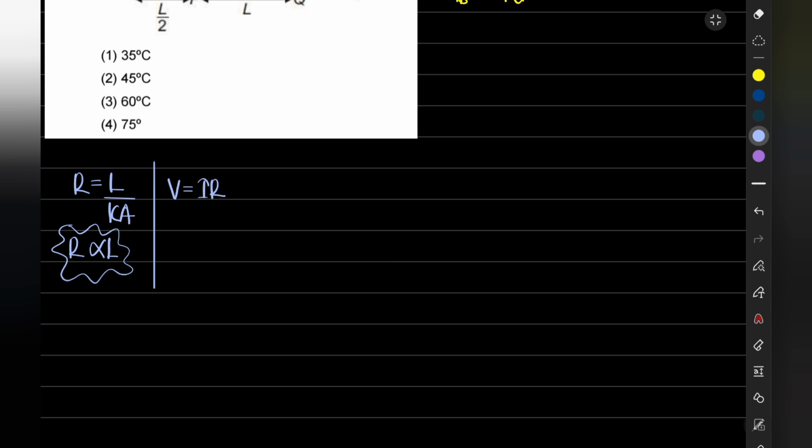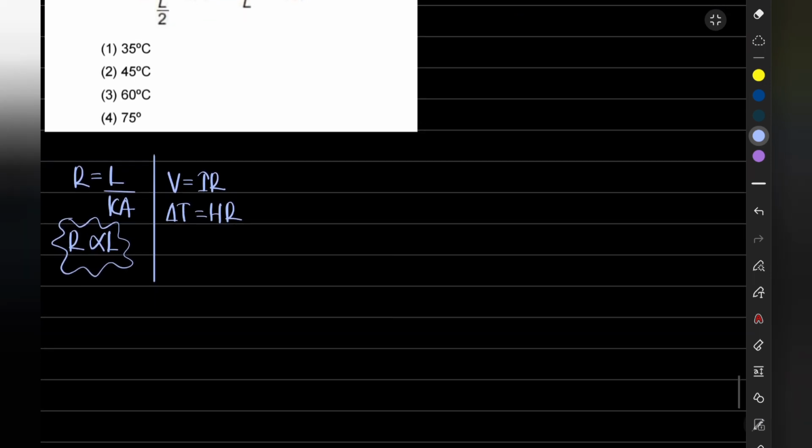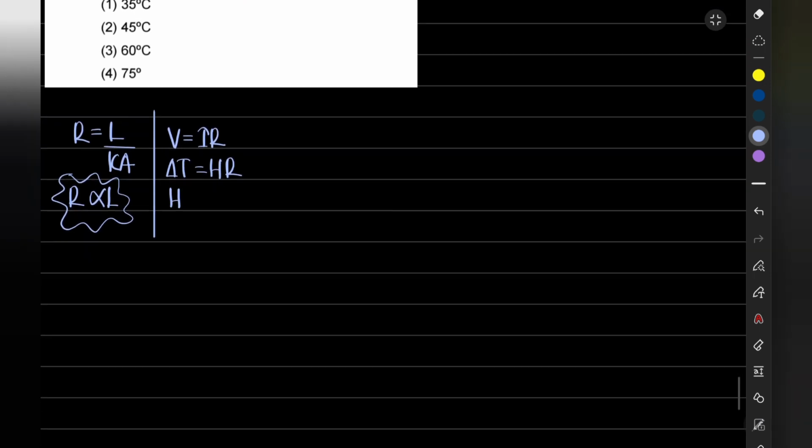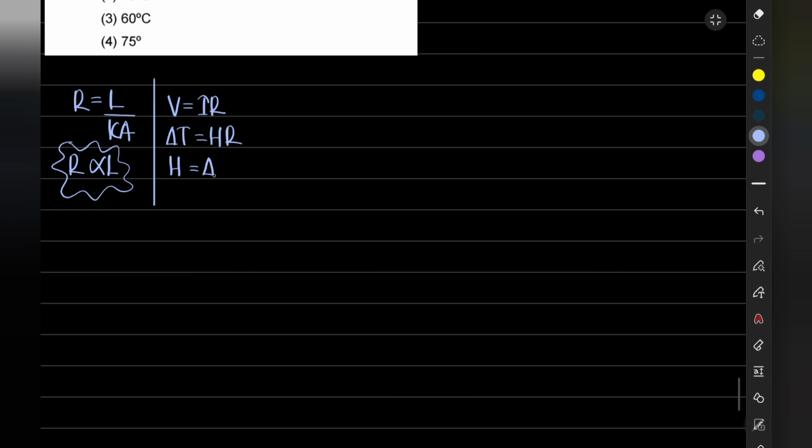In the thermal part, V will be replaced by delta T, I will be replaced by H, and R will be your thermal resistance. So from here your heat current H will be equal to delta T by R. This is the relation I am going to use.